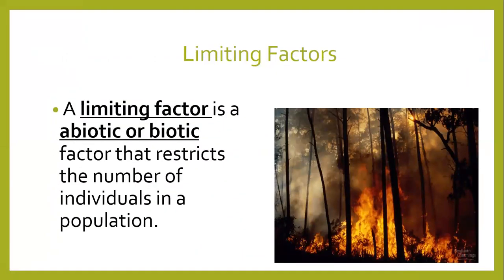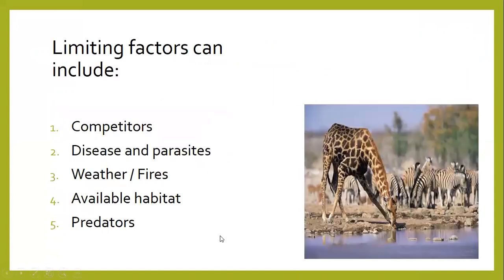These are called limiting factors. A limiting factor is a biotic or abiotic factor that restricts the number of individuals in a population. I want you to think for a moment all the ways that mice can die, all the ways that those 56 baby mice don't all grow up to find mates and all grow up to have 56 young, which all grow up and grow up and grow up. Limiting factors. Here are some good examples. Competitors, disease and parasites, weather and fire, available habitat, and predators.